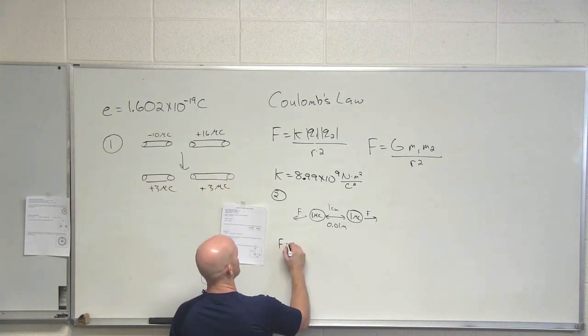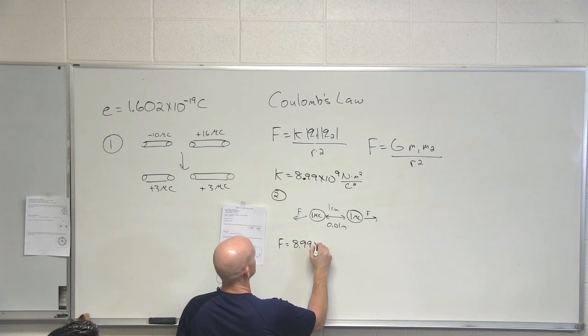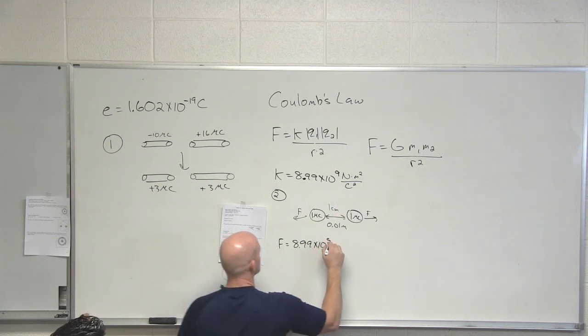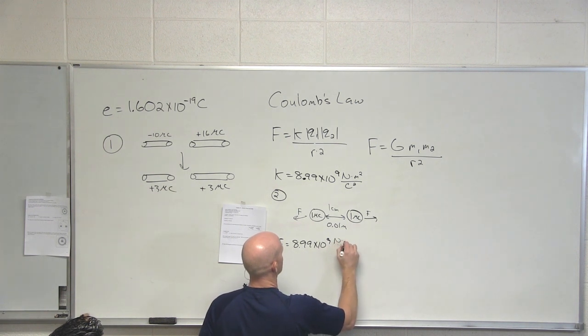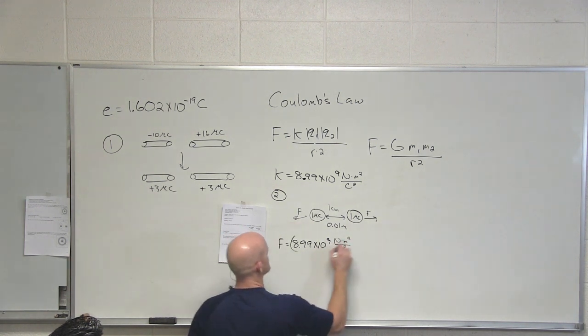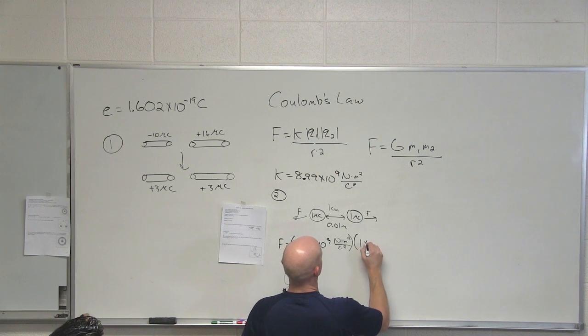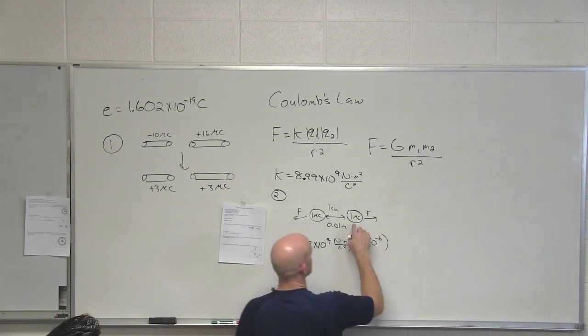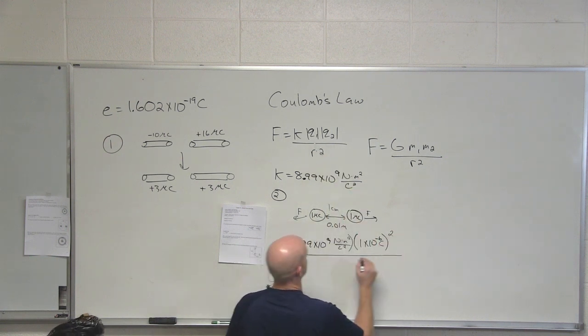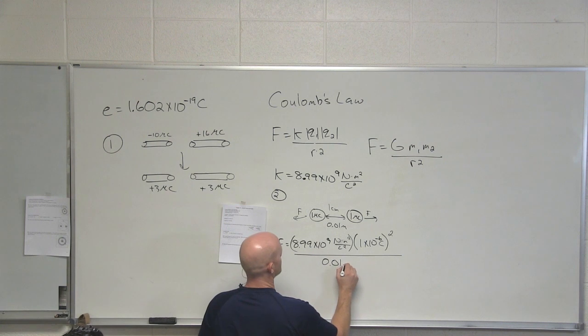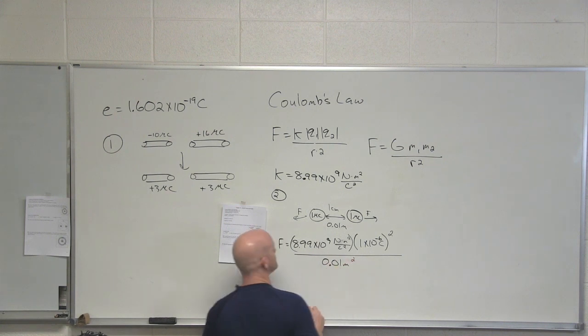So in this case, F equals 8.99 times 10 to the 9th Newton meter squared per Coulomb squared. Make sure you put microcoulombs into plain old coulombs. And in this case, since Q1 and Q2 have the same charge, I'll just square it, and then divide by 0.01 meters squared.